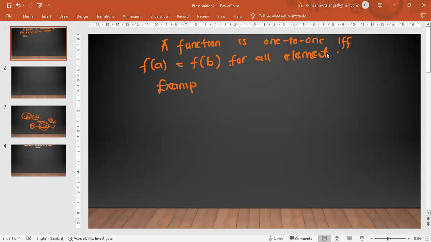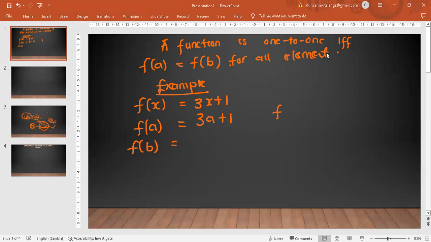So, example, let's say we have been given f of x equal to 3x plus 1. Being given this, we can put down f of a. It means wherever there is x, put a. It will be 3a plus 1. Then f of b will be equal to 3b plus 1, right? So now the condition is that f of a should be equal to f of b. So here we get these two functions, f of a and f of b, and equate them and see if it's going to give us this.